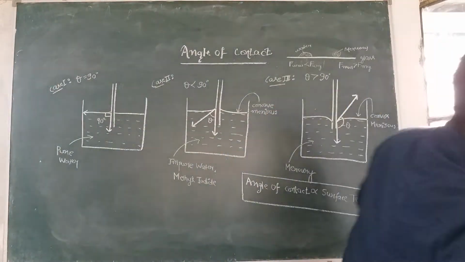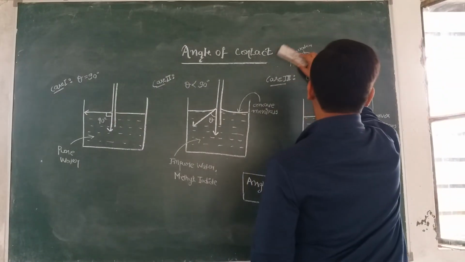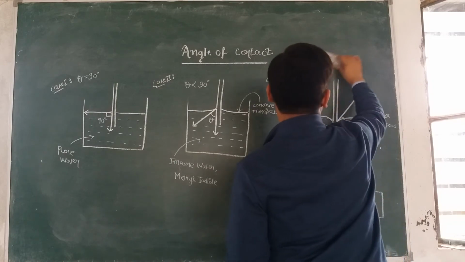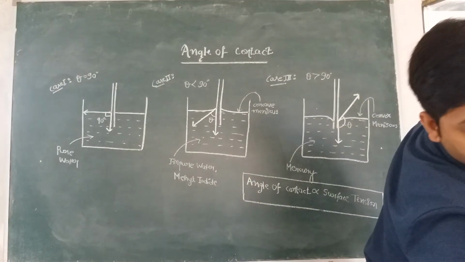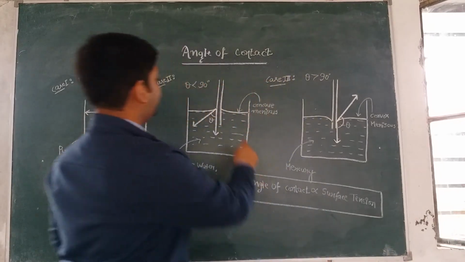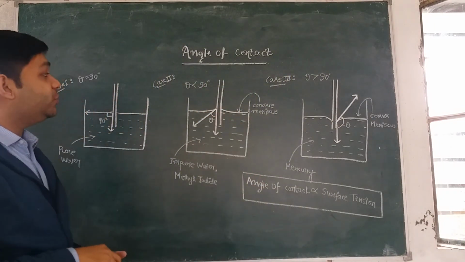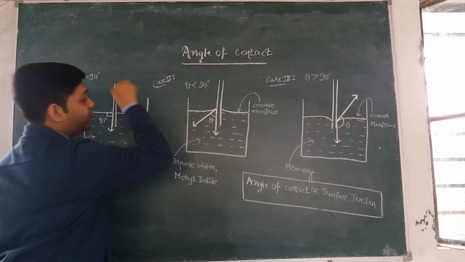So let me erase this, and let us come back to the angle of contact. Now if we want to know why this surface has taken the concave meniscus shape, we should observe the forces at the point of contact.